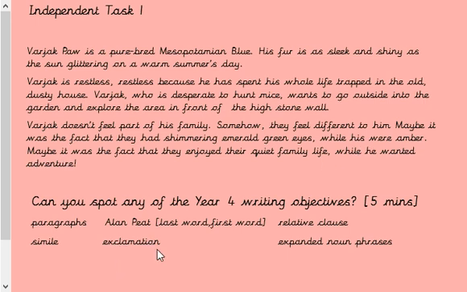Okay, so we've got an exclamation there at the end. He wanted adventure. So you can see that I've used all 6 of those Year 4 writing objectives to write this independent task. Hopefully you found a few of those when you were looking through.